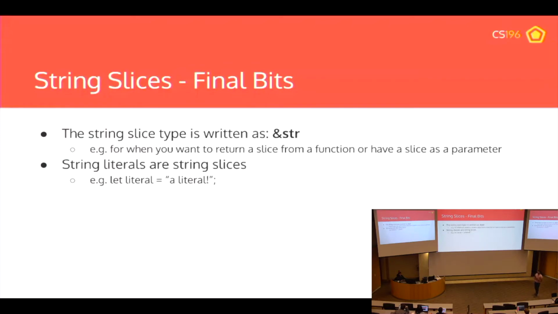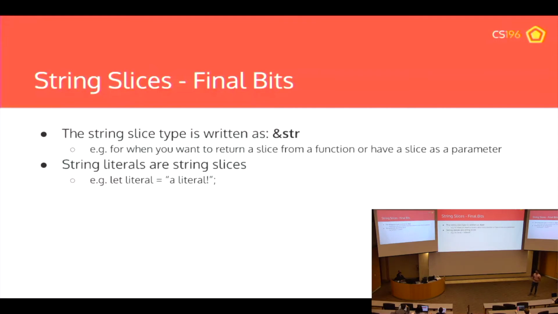So a few other key points is the string slice has a specific type, and that's ampersand str, because it's a reference, and it's like a string. So this is when you want to, in a function, for instance, have a return type that is a string slice, or you want to have a parameter that's a string slice. And string literals are also string slices.